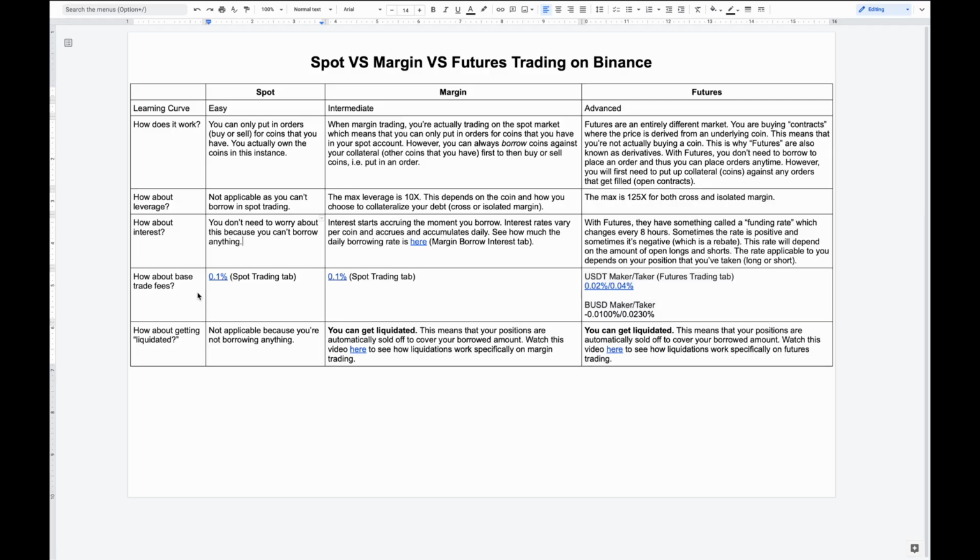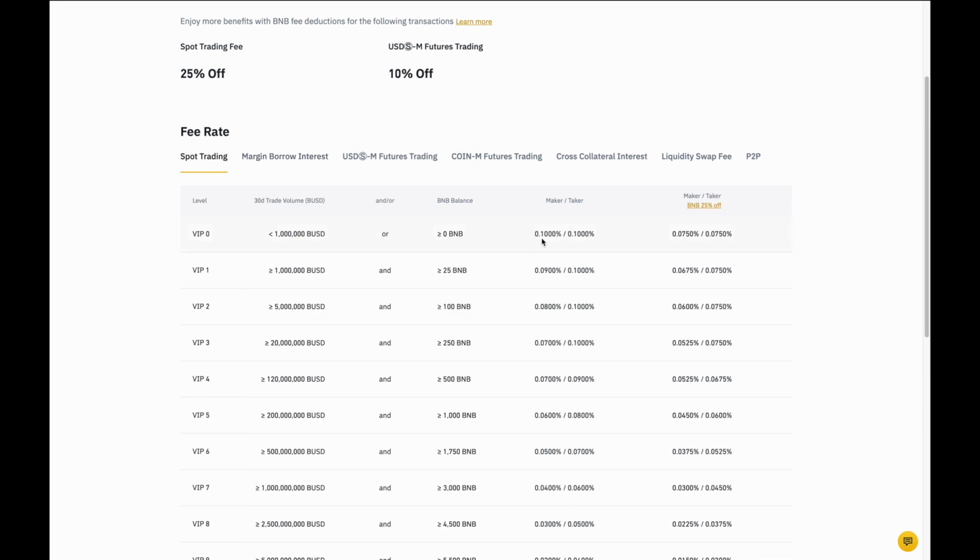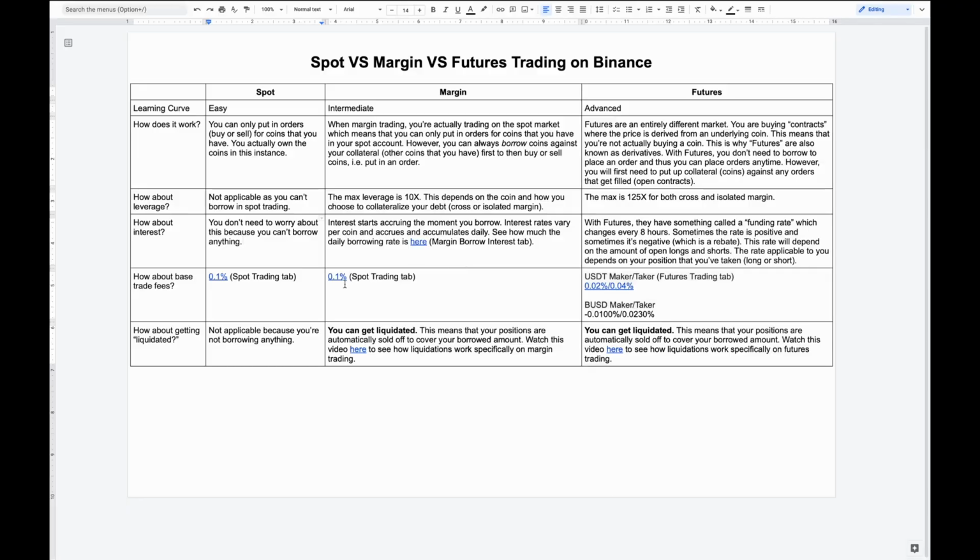How about base trade fees? Well, for spot, it's 0.1%. And if we go back to Binance's trading fee page and we click on spot trading, you can see that over here it says 0.1% for both makers and takers. And then if we go over here to margin, again, it's 0.1% because you're trading on the spot market. The only difference is that you're borrowing to trade.